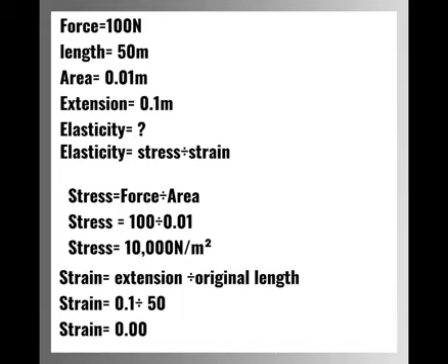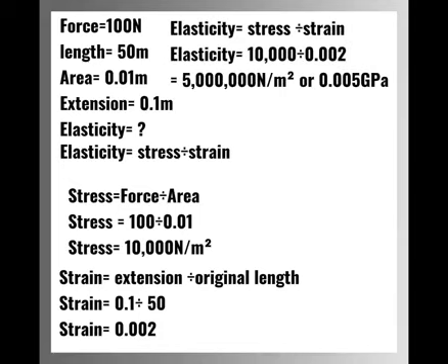Strain equals extension divided by original length, which is 0.1 divided by 50, giving us 0.002. Strain doesn't have any unit, because extension is in meters and length is in meters, and if you divide the two, you would be left with nothing. Now that we know our stress and strain, substitute into elasticity equals stress divided by strain, which is 10,000 divided by 0.002, giving us 5 million Newton per meter square, or 0.005 gigapascal.